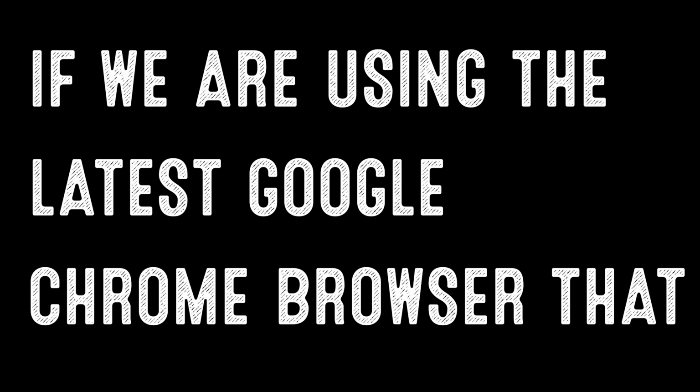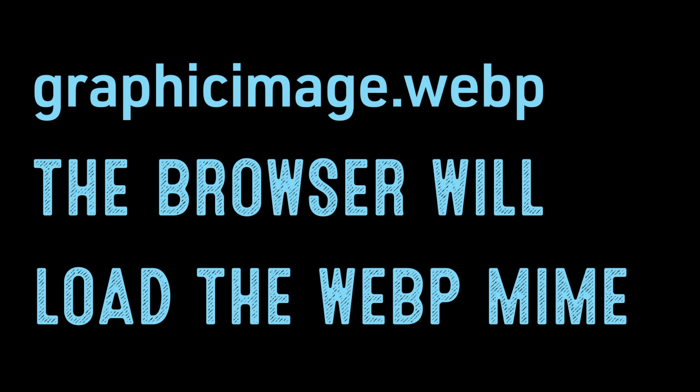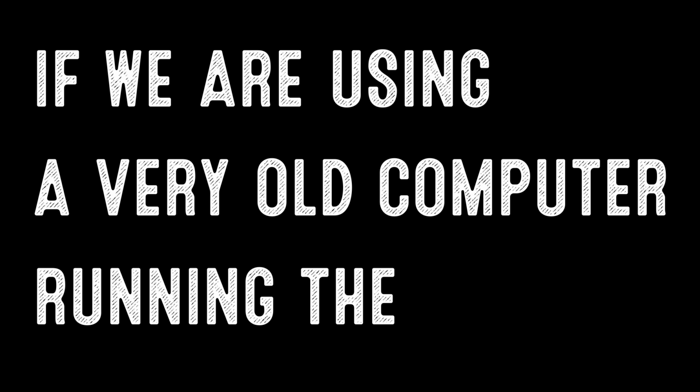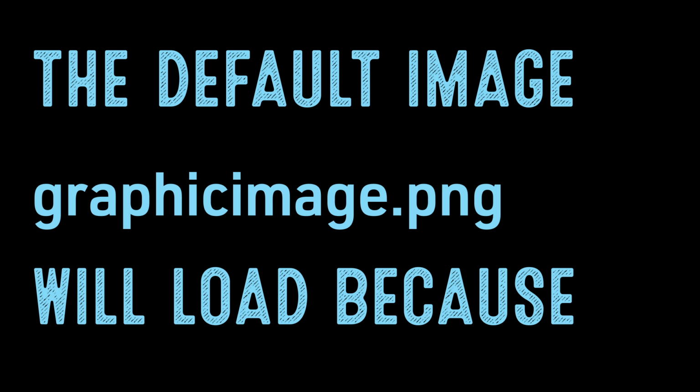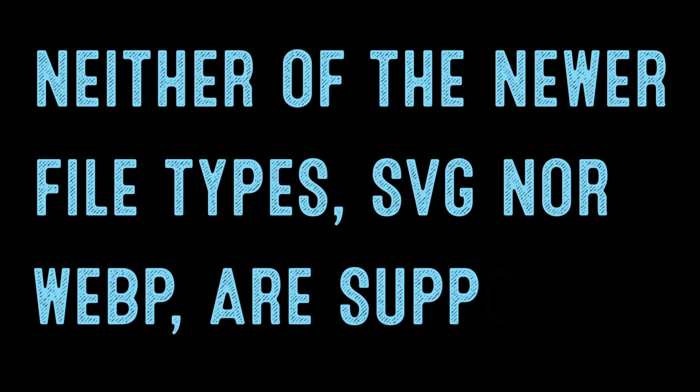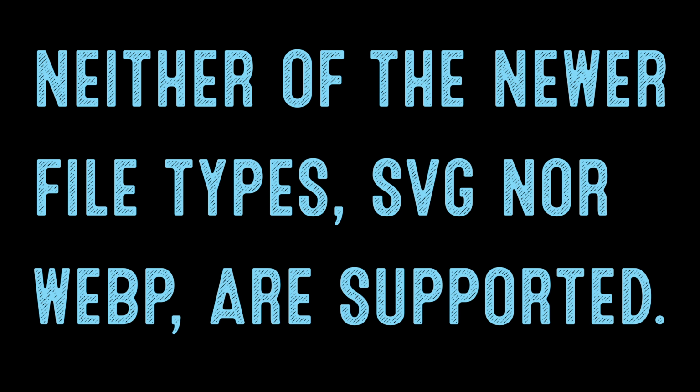If we're using the latest Google Chrome browser that has the full support of newer image file formats such as webp and avif, which image would load based on the code? graphicimage.webp. The browser will load the webp MIME type image because it supports this newer file format. If we are using a very old computer running Internet Explorer that has no support of newer file formats, which image would load? The default image graphicimage.png will load because neither of the newer file types SVG nor webp are supported.